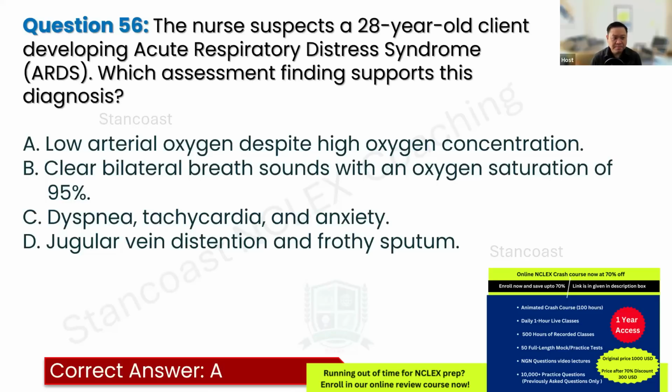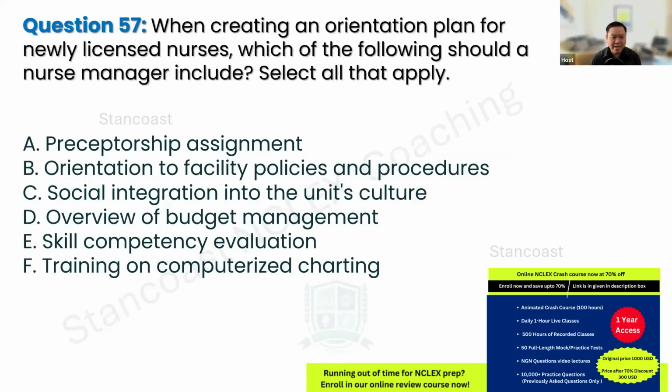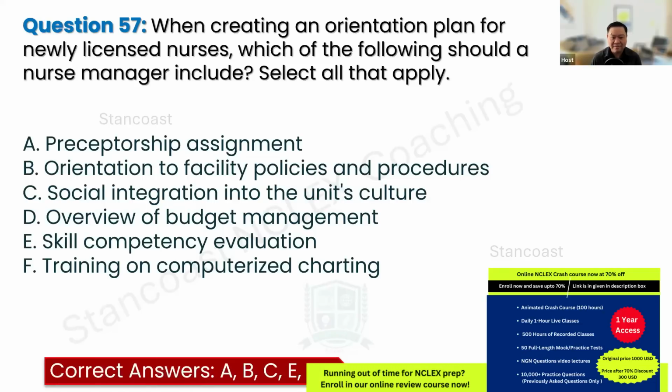Number 57. When creating an orientation plan for newly licensed nurses, which of the following should a nurse manager include? Select all that apply. A, preceptorship assignment. B, orientation to facility policies and procedures. C, social integration into the unit's culture. D, overview of budget management. And E, skill competency evaluation. And F, training on computerized charting. Your answer here should be letters A, B, C, E, and F.